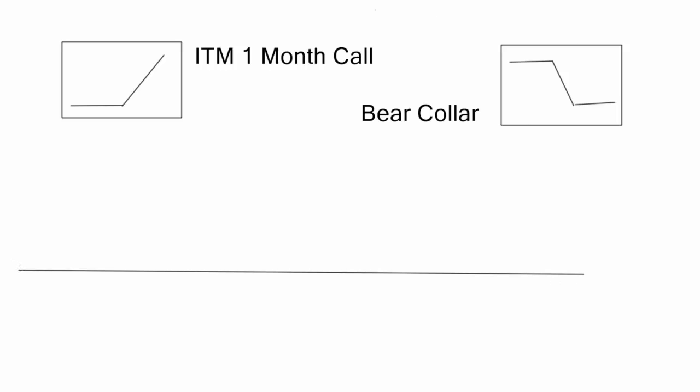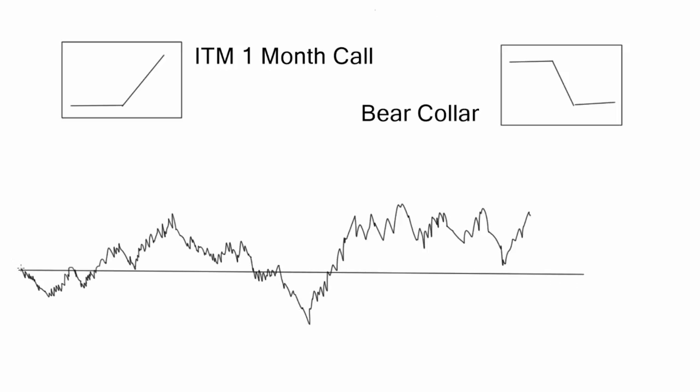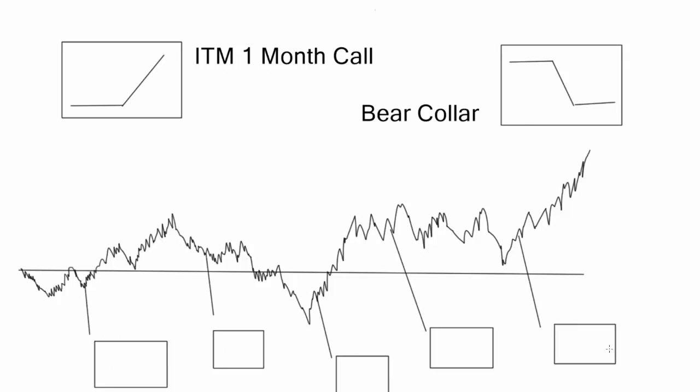An option index is a particular option position, say a 1-month in-the-money call, or an option spread, say bear caller, entered, maintained, and rolled systematically over time.